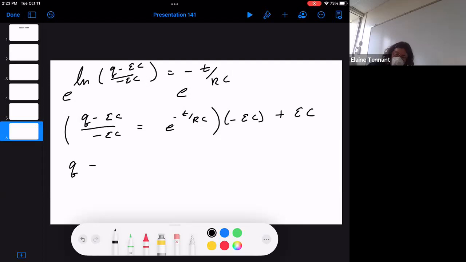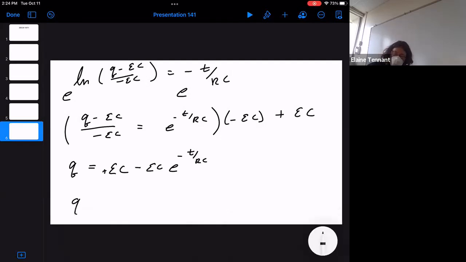So I'll end up with Q equals minus EC, which is the battery voltage times the capacitance, times e to the negative t over RC, plus EC out front. And of course, we could write this a little bit neater. We could say Q equals EC times (1 minus e to the negative t over RC).